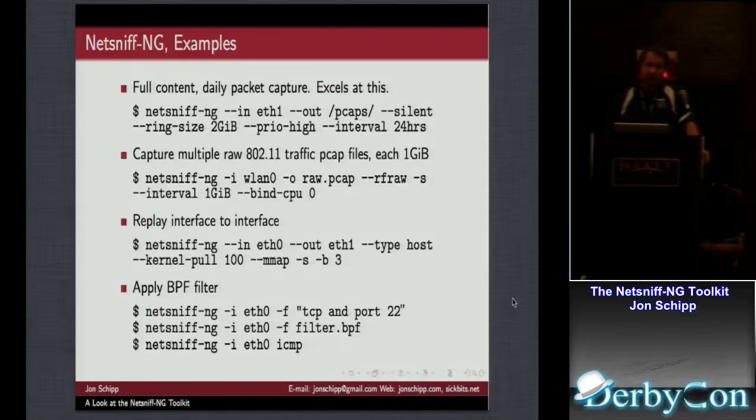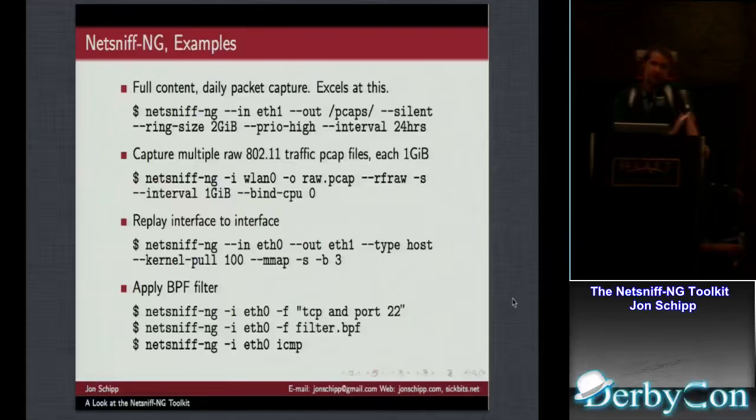And we use silence because we don't want to print the packets to the screen, because that will cause a number of interrupts because it's got to print to your terminal. And then we allocate a RAM buffer size of 2 gigabytes. And in this example, we say, hey, we're running it as high priority. And then we say we're going to run it at an interval of 24 hours. So every 24 hours, we write out a new PCAP. So you have daily PCAPs, which is kind of cool. So we've got that built in.